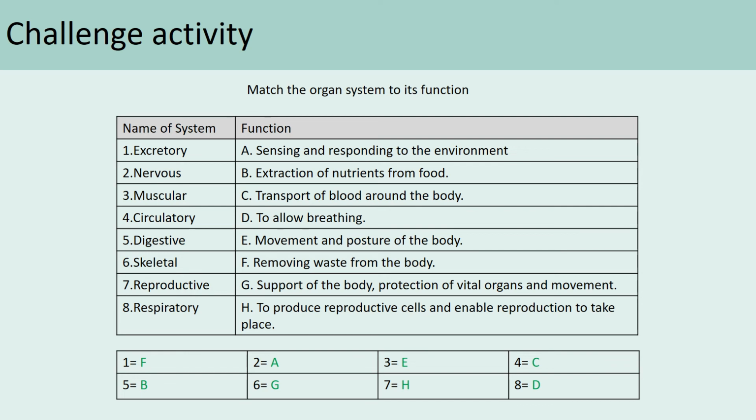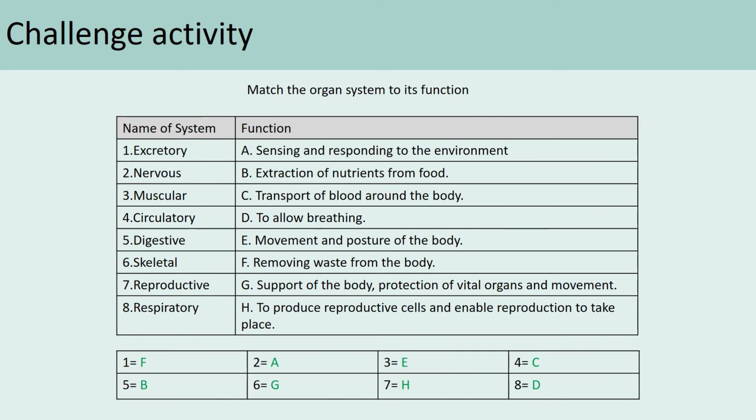Number 6, the skeletal system. That is support of the body, protection of vital organs, and also in movement. So we should have 6G. Number 7 is the reproductive system, and hopefully we put this produces reproductive cells, clues in the name there, and enables reproduction to take place. So number 7 is H, which means that number 8, the respiratory system, is allowing breathing. Breathing is to do with getting the oxygen into that blood supply in our lungs. So hopefully we're able to do those.